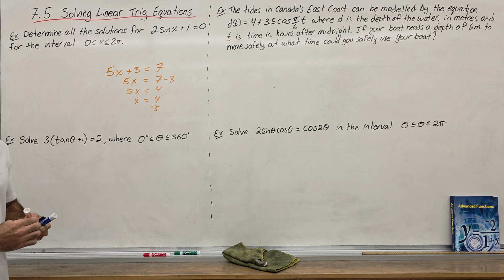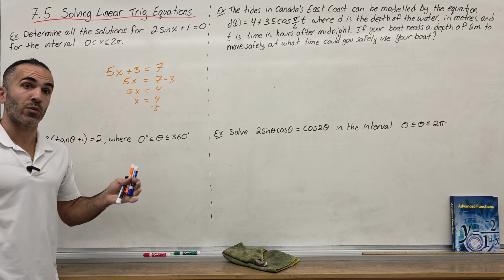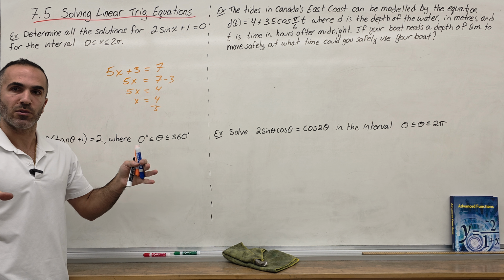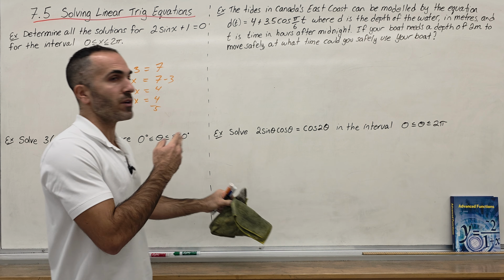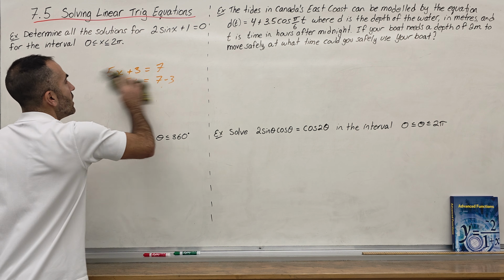Right? This is solving linear equations, unlike solving quadratic equations where I bring everything over to one side equal to 0, and then I use factoring or the quadratic formula. So understanding the difference is pretty important between 7.5 and 7.6. So we do the same thing.